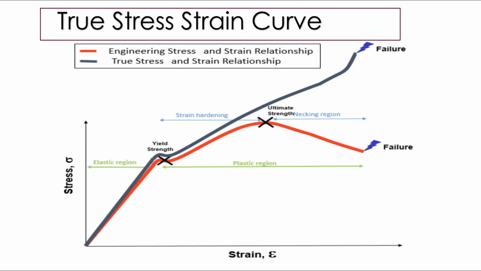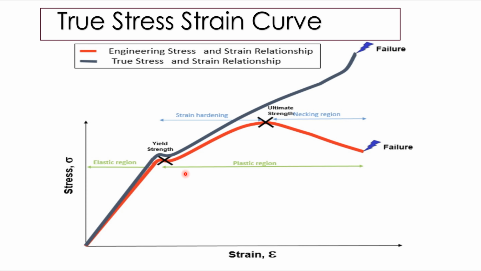Now let's discuss the engineering stress strain curve and the actual stress strain curve. The typical stress strain curve obtained through a tensile test looks like this red curve. This curve is just an approximation. It does not represent the actual stress strain as per the test result.